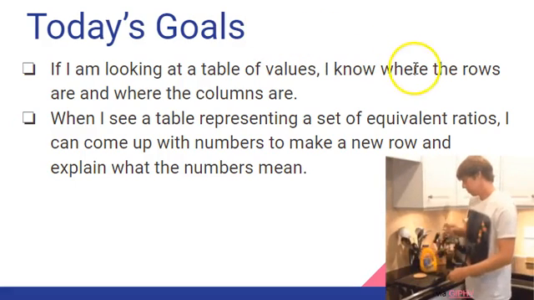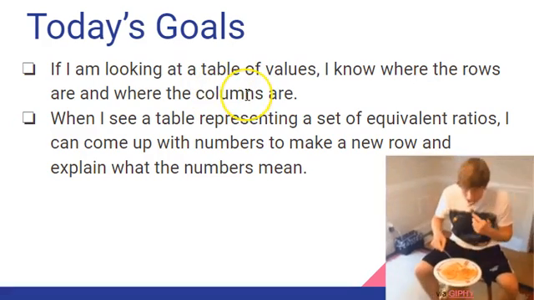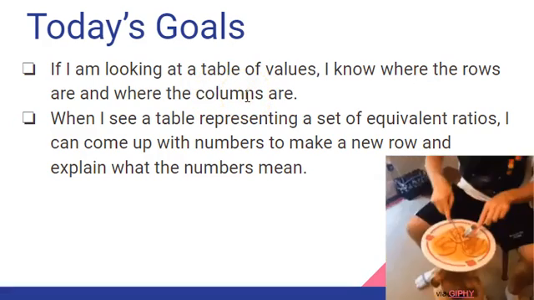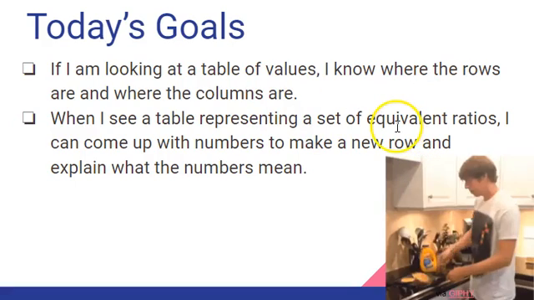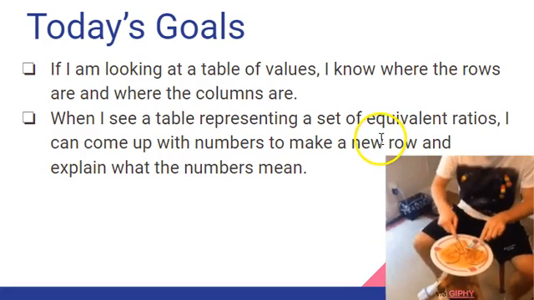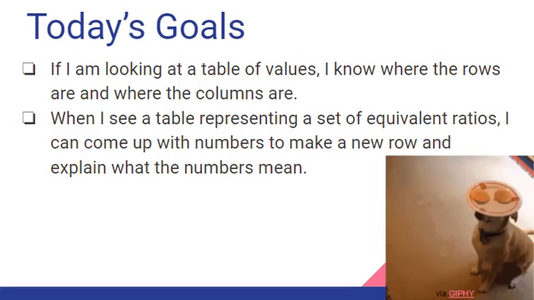So we talked about how we know what rows are. That's our ratios, and columns tell us what each of those parts of the ratios are. And if we've got a set of equivalent ratios in that table, we should be able to make new rows and figure out what each of those mean based on other rows.